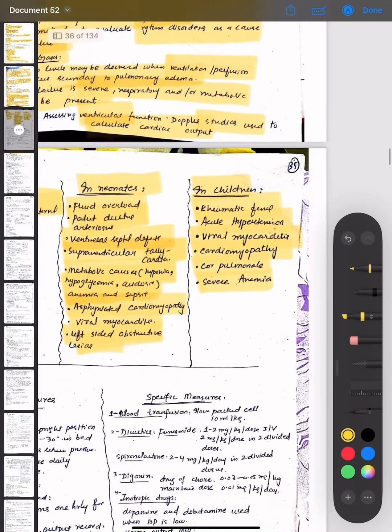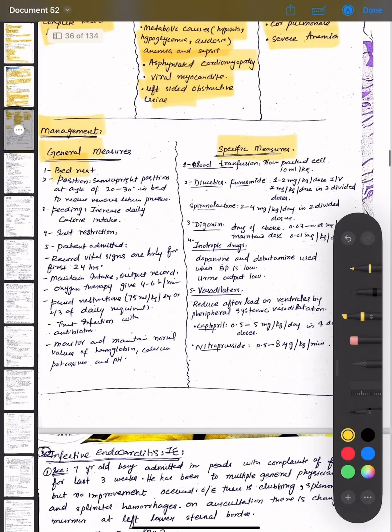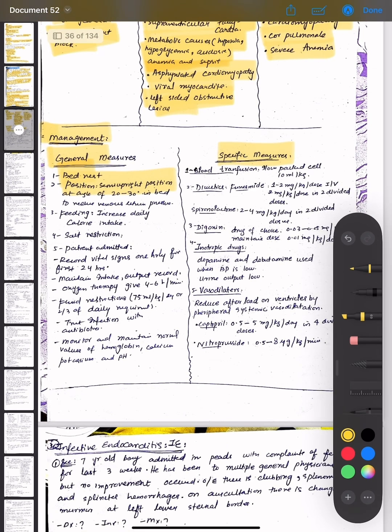Now, the management options are general management and specific management. In general management, bed rest and position of the patient, that is a semi-upright position at an angle of 20 to 30 degrees in bed to reduce the venous return pressure. In feeding, increase daily calorie intake, and start restriction when the patient is admitted.